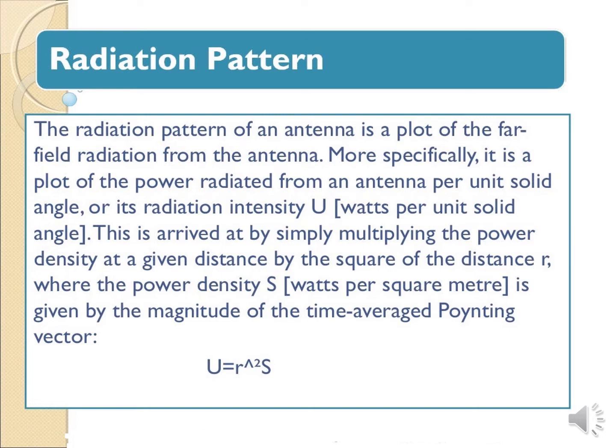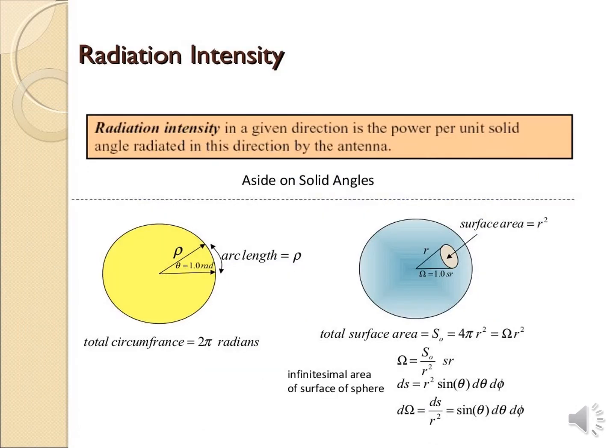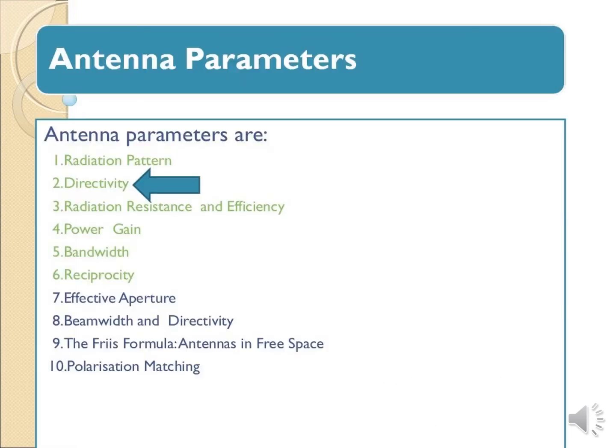You can see that we are applying the Poynting vector, which is U = r² S. The next one is radiation intensity. Radiation intensity in a given direction is the power radiated per unit solid angle in that direction of the antenna. The total circumference can be given by 2π radians. So this is how it works.